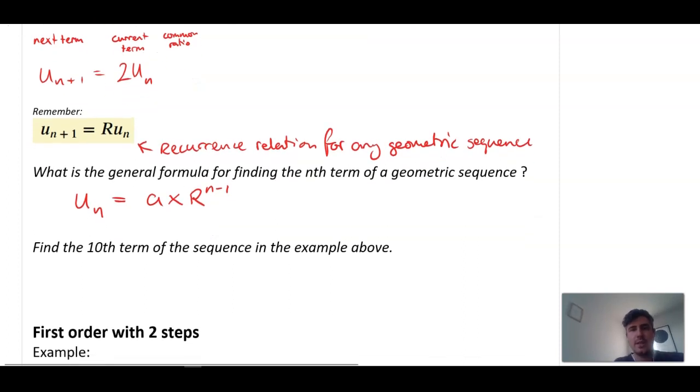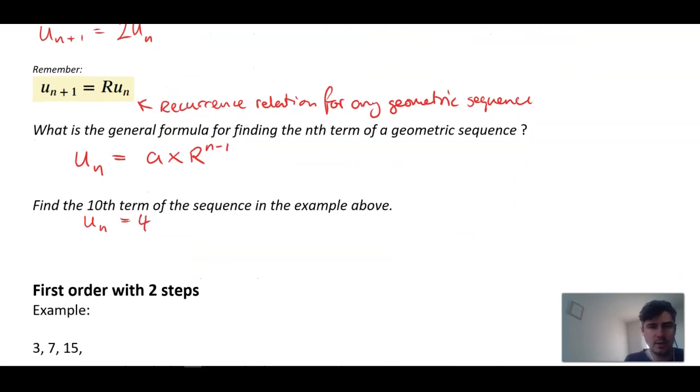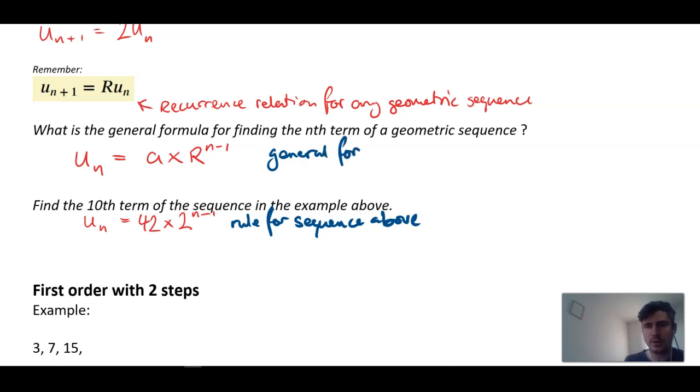For example, if I want to find the 10th term of the sequence above, so u10, first of all I need the general rule. The general rule for the sequence above is un equals, the first term was 42, times r to the n minus 1, and r was 2. So this is the rule for the sequence above, and the one on the right here is the general formula. This works for everything, that's why it's called general, as long as you substitute in the right values.